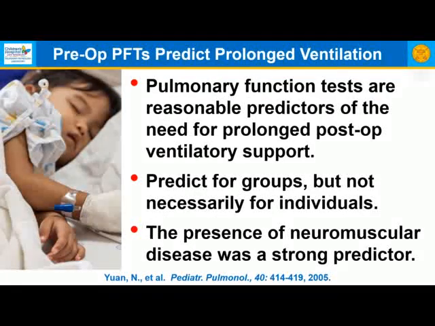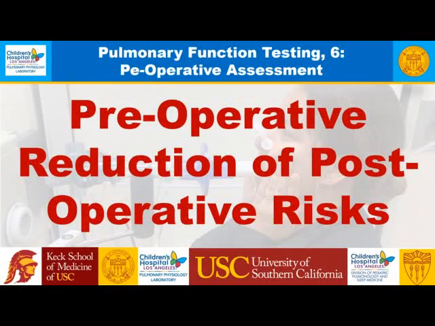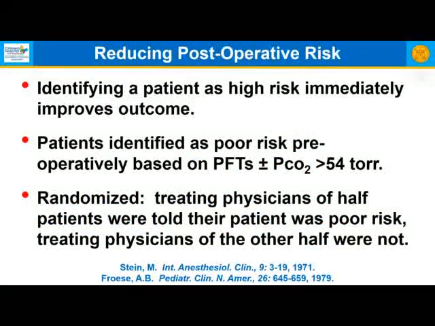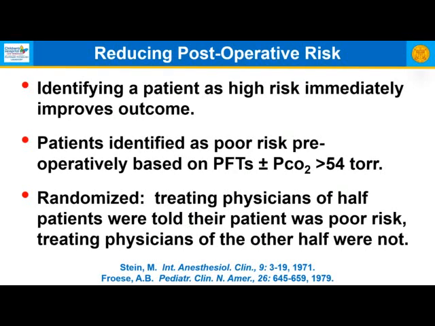Pulmonary function tests are reasonable predictors of the need for prolonged post-op ventilatory support, but they generally predict for groups, not necessarily for individuals. The presence of neuromuscular disease, however, is a strong predictor. One of the reasons we do this is the opportunity for preoperative reduction in postoperative risk. So identifying a patient at high risk immediately improves outcome.